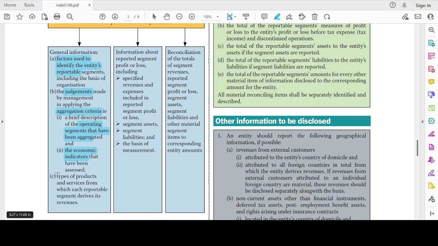Types of products and services from which each reportable segment derives its revenue. What are the types of products and services? These are the general information. Information about the reported segments' profit or loss, including specified revenue and expenses included in the profit or loss, segment assets, segment liability, and basis of measurement.